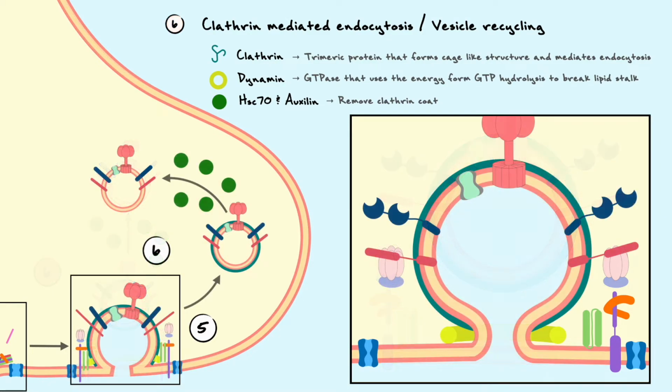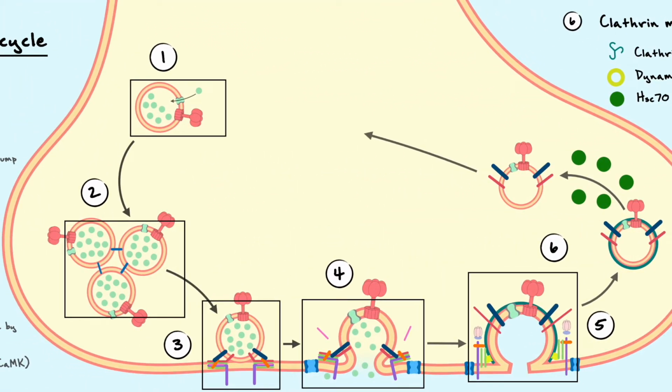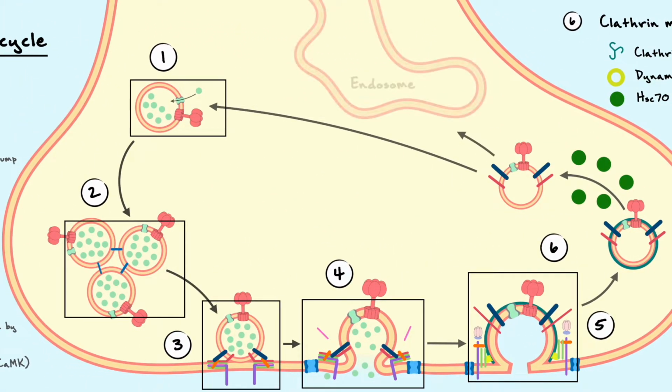From there, the free vesicle can either directly get refilled and restart the cycle, or it can join the endosome. From the endosome, a new vesicle can form and get filled with transmitters and restart the cycle from there.